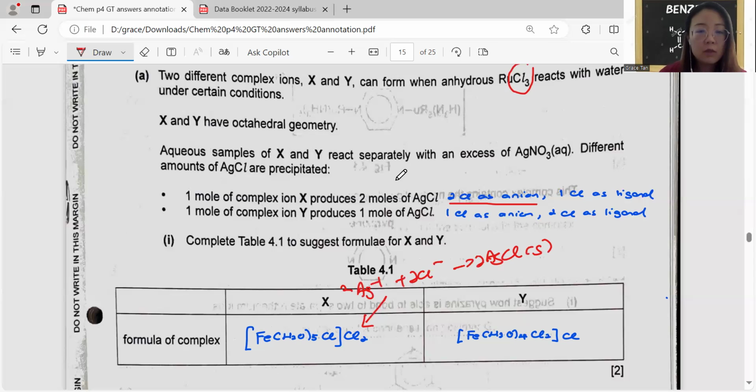Okay, now this complex is positive 2. Why? Because positive 3 with 1 negative will give positive 2. This positive 2 will be balanced by 2 chloride. Now, they did not tell us that iron is 3 plus, but the fact that you use 3 chloride, then you know that your iron, how come I use iron?